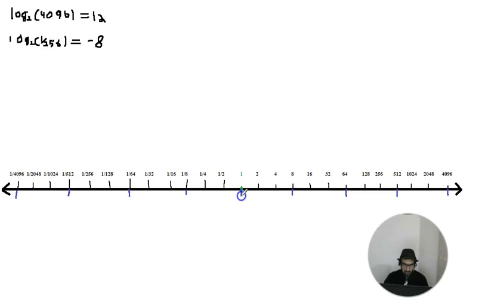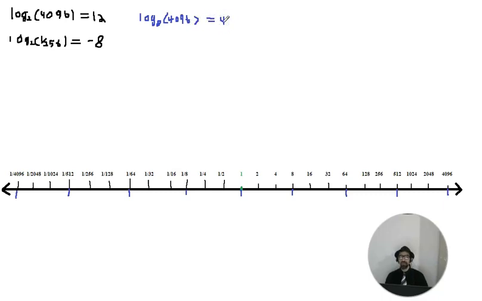I guess here we've got our 1 right there. So if I wanted to know log base 8 of 4096, it lands right here anyway, so I can just go 1, 2, 3, 4. So log base 8 of 4096 would give me a 4.